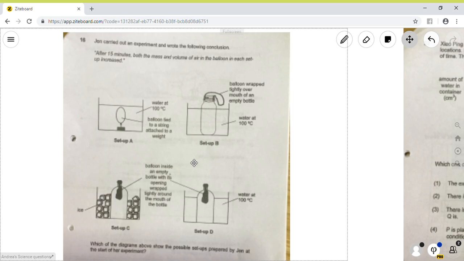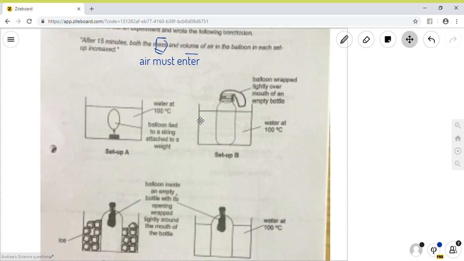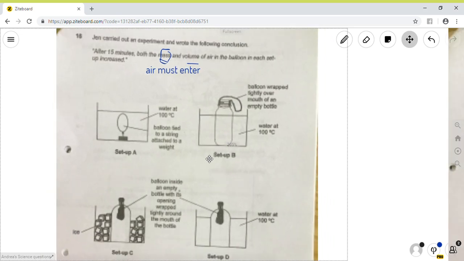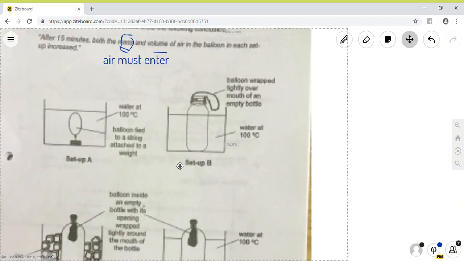Okay, so after 15 minutes, both the mass and volume. This one is tricky, because of the words mass and volume. Mass increase means that air must go in. Because the mass increases, air must enter the balloon. So let's look at the options to see which one has got air going in.